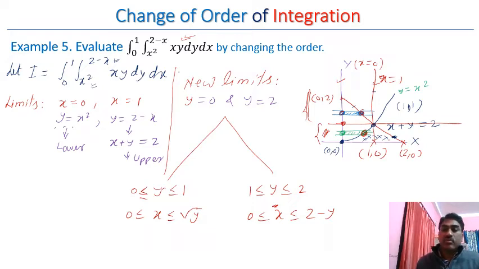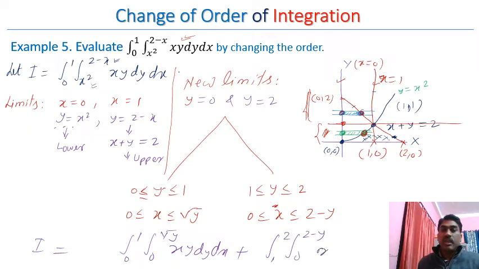Sometimes it may happen that when you combine two integrals and change the order of integration, you get one single integral. So now write the integral I is equal to the integral of y from 0 to 1 and x from 0 to root y in the first region, of xy dx dy, plus in the second region, y is 1 to 2 and x is 0 to 2 minus y, of xy dx dy.